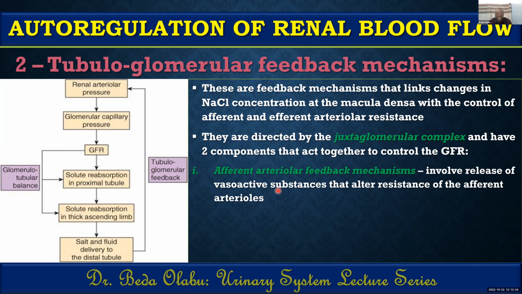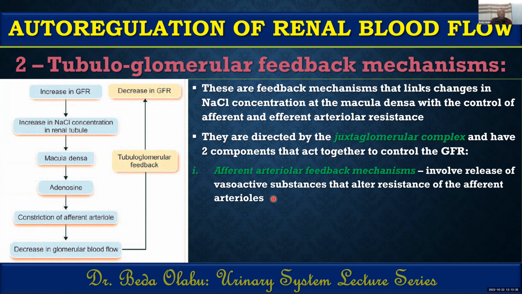This involves the release of vasoactive substances that alter the resistance of the afferent arteriole. For example, if the GFR is increased because of perhaps an increase in blood pressure, it means that the amount of sodium being delivered in the renal tubules is also high. If that is so, it means that the macula densa cells will detect a lot of sodium again within the DCT.